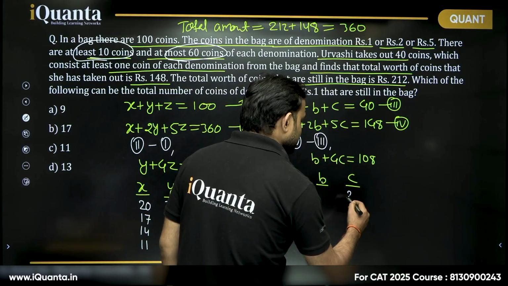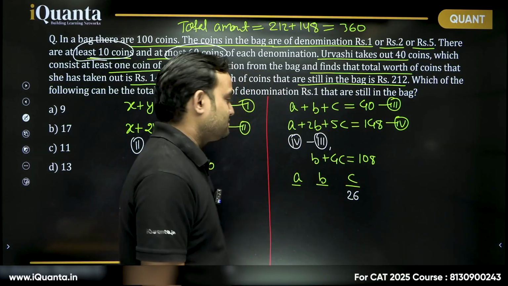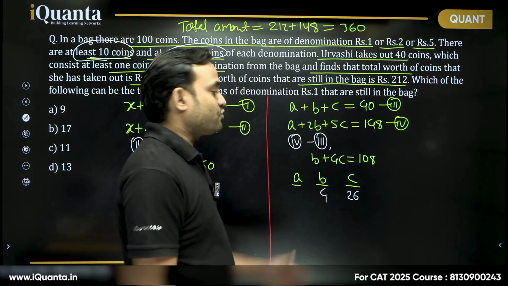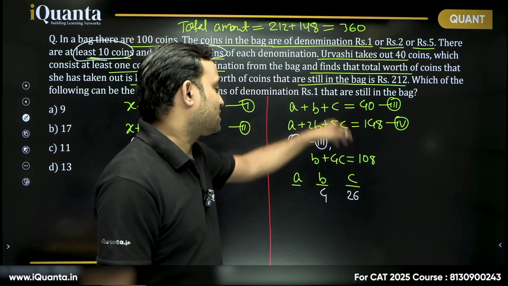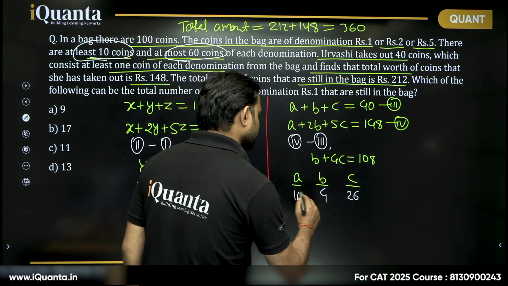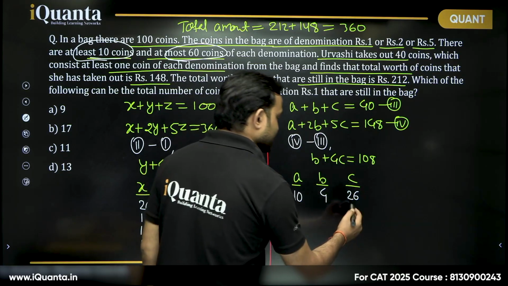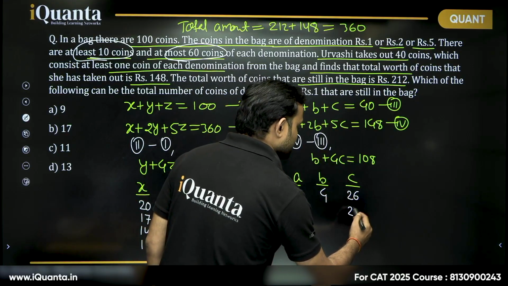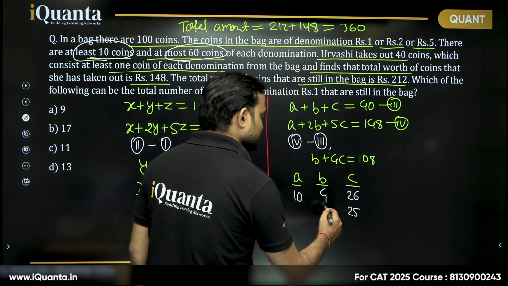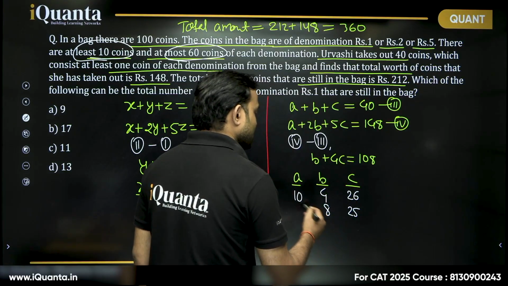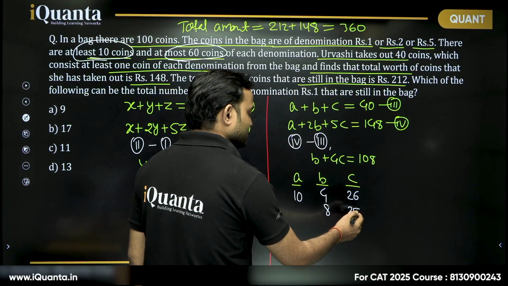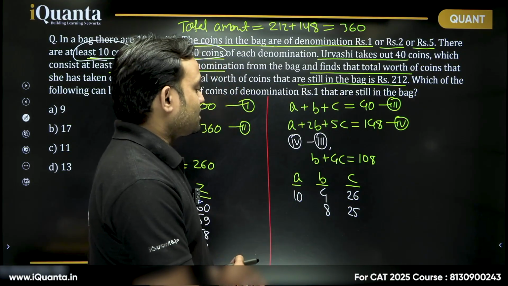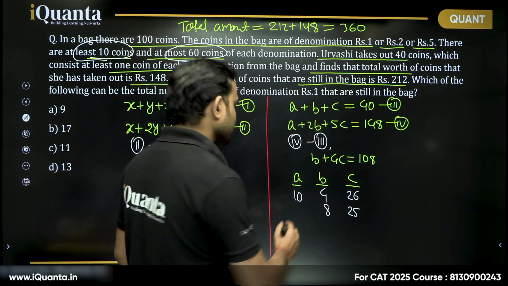I must take C at max 26. Then B will become 4. 26 into 4 is 104, B is 4. Total is 40, so A must be 10. If A is 10, for the next value I can take C, decrease it with the coefficient of B, which will be 25, increase B with the coefficient of C, which will be 8, and decrease A by 3, because if this is 25 and 8, it will be a total of 33, then this will be 7.